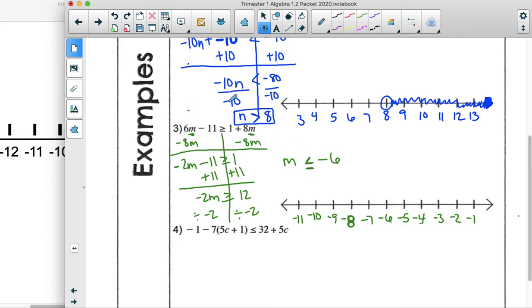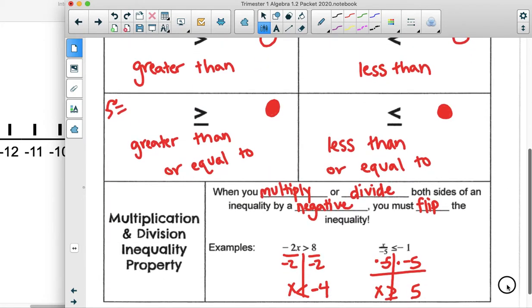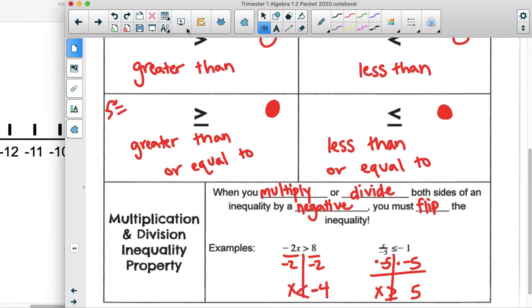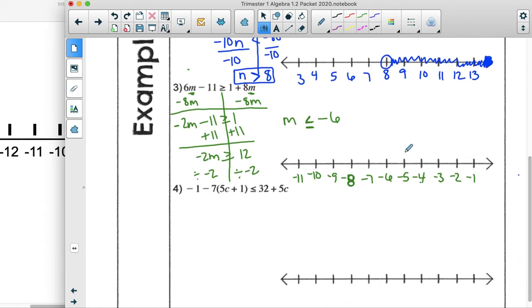Now it has this equal to. So when it has that equal to, when we do our circle, it is closed. So when we circle, we're going to close it and shade it in because it includes. So I'm going to circle the negative 6 and I'm going to close it.